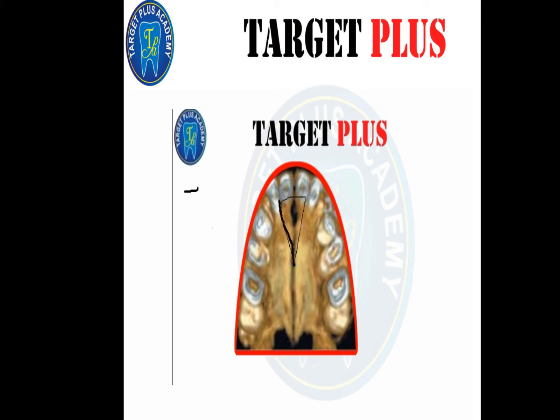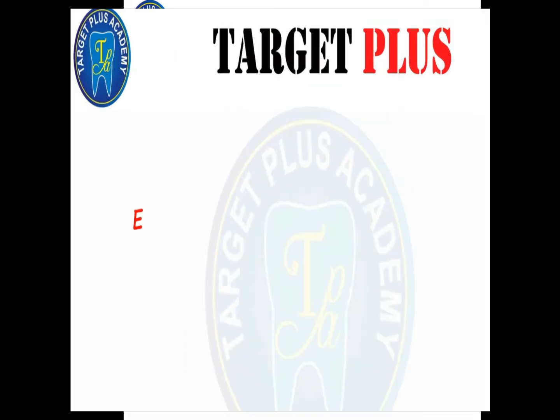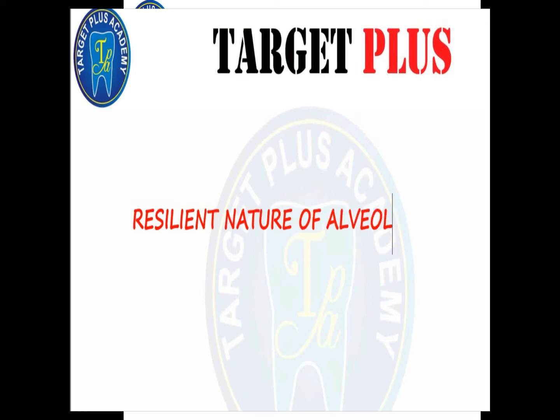Now the effect on the alveolar bone. The alveolar bone in the area adjacent to the anchorage teeth bends slightly. This is due to the resilient nature of the alveolar bone.